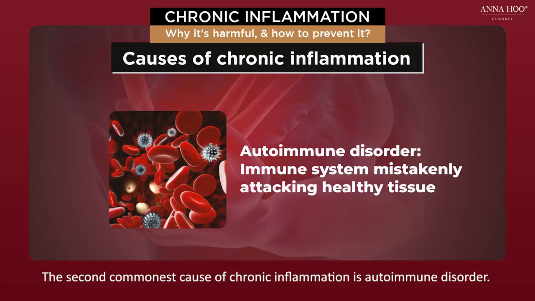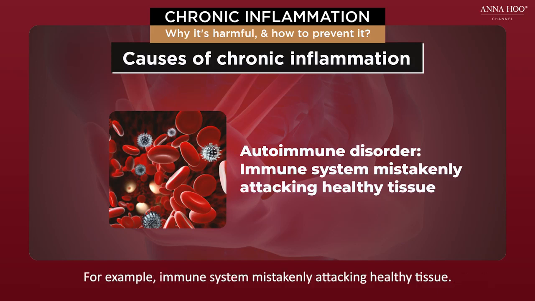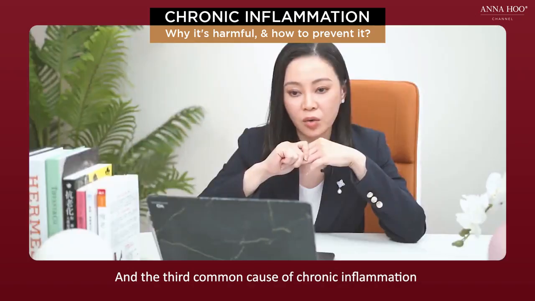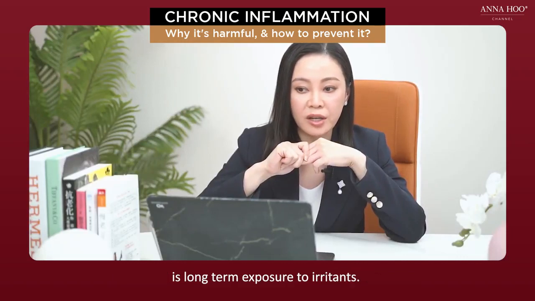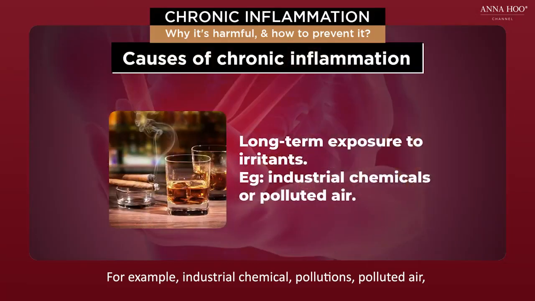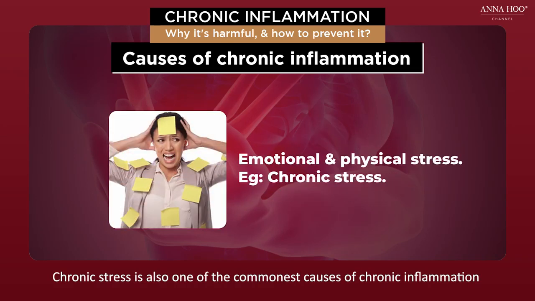The second commonest cause of chronic inflammation is autoimmune disorder, for example, the immune system mistakenly attacking healthy tissue. For example, SLE, hyperthyroid. The third common cause of chronic inflammation is long-term exposure to irritants, for example, industrial chemical pollutions, polluted air, or cigarette smoke. Chronic stress is also one of the commonest causes of chronic inflammations.